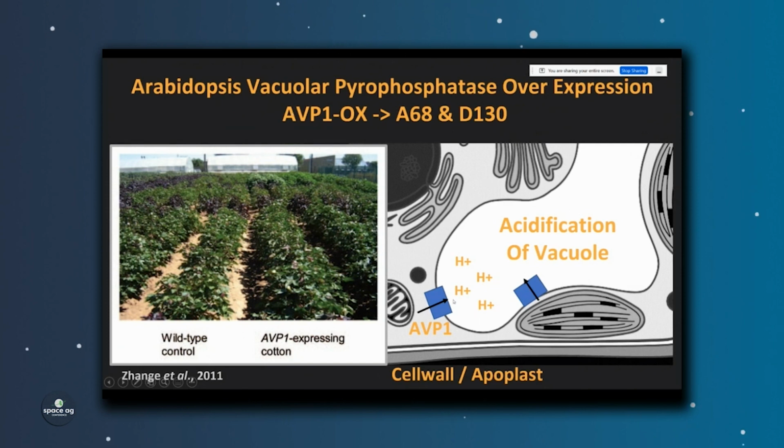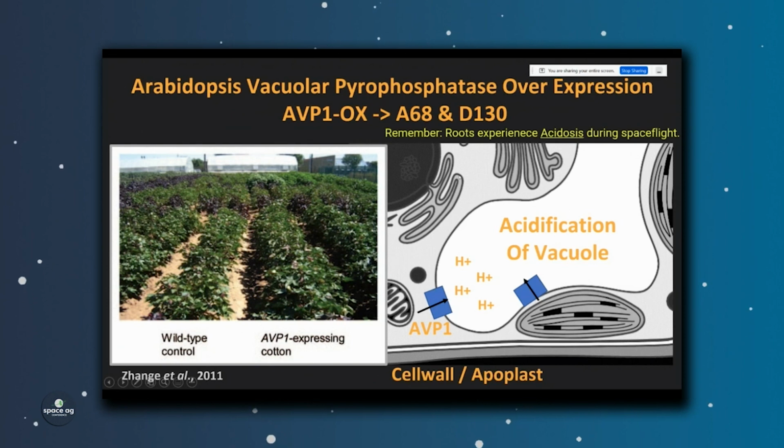So essentially, it's a proton pump that sits in the vacuole and moves protons into the vacuole, making it more acidic. The consequence of this is a larger plant, which is more resistant to drought and salinity in the field. It could be an alternative way to maintain yields in these more stressful future agroecosystems on Earth.